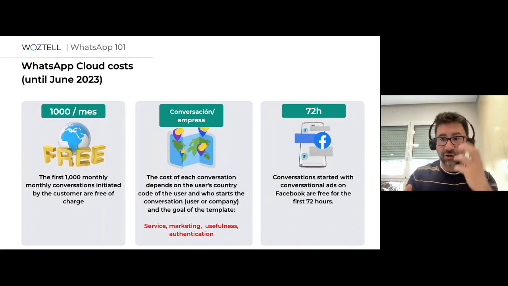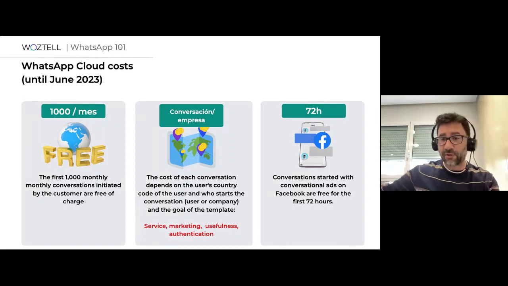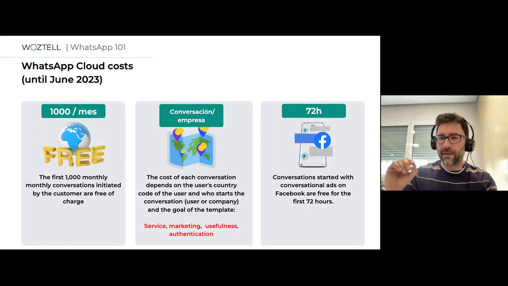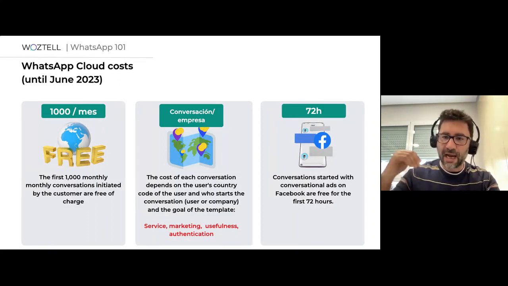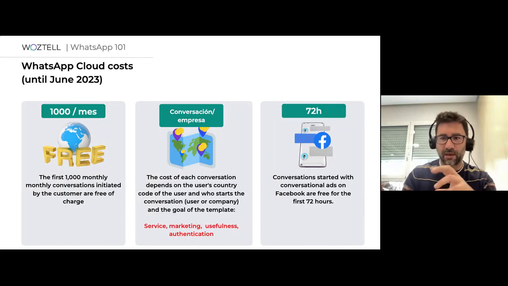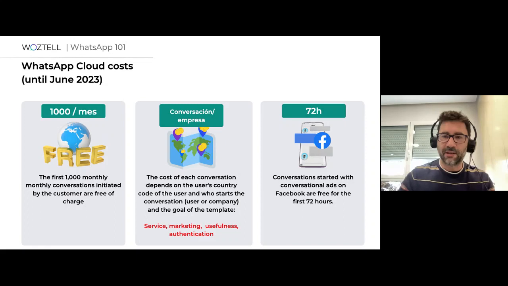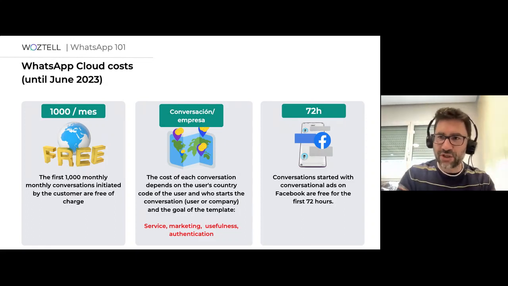marketing, utility, authentication, or service. Service is the same as now, when a customer starts the conversation. And the other three, which you already saw in the builder, will change the charge. Marketing will be the same or a bit more expensive, and utility and authentication will probably be less expensive. And also the ads conversation window is now 24 hours of free conversation, but after the change it will be 72 hours of free conversation. So these will be the main changes after June.